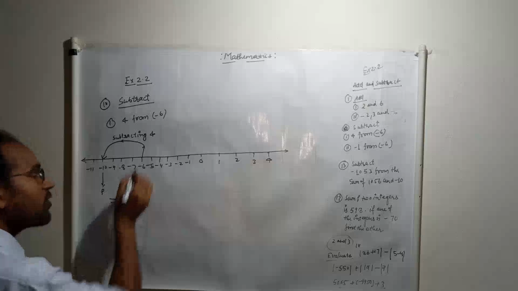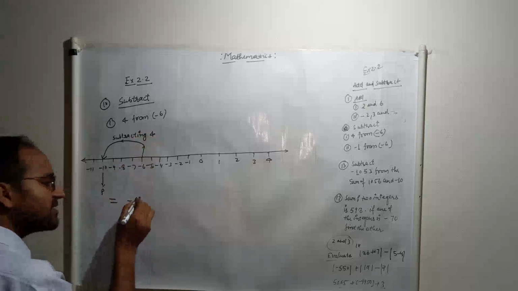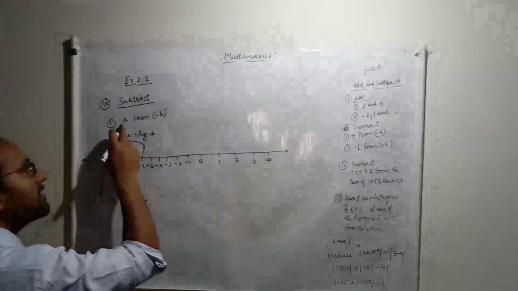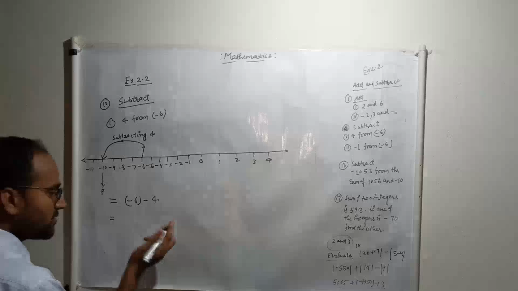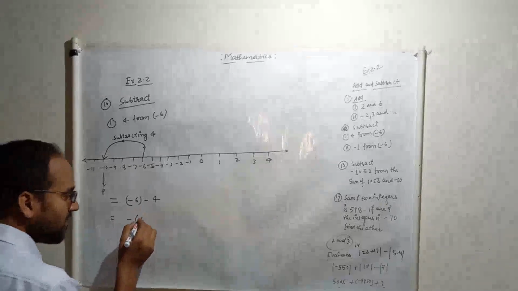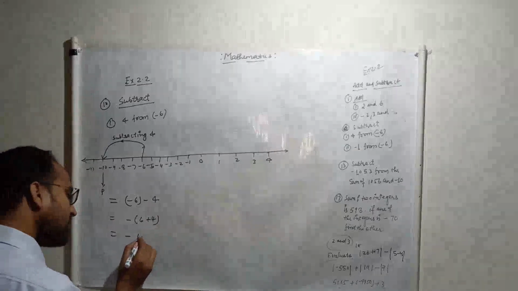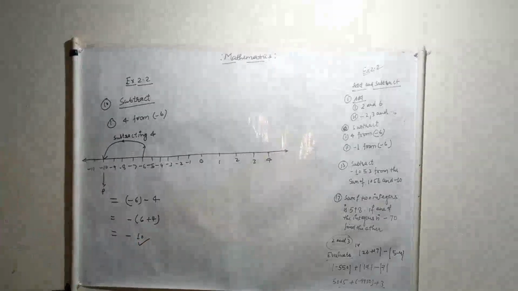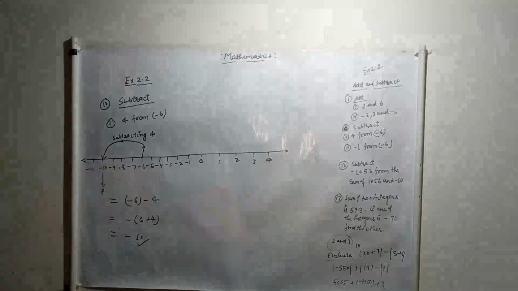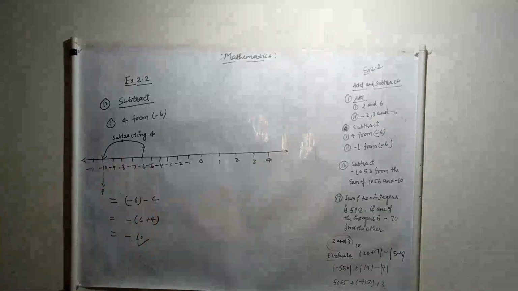I will show you with this solution. 4 from minus 6. First I am writing minus 6 in bracket, then minus, and then the positive integer. So both are negatives. First we add them and put the negative sign outside of this addition. Minus 10. Our answer is minus 10. With the help of a number line, we also get this minus 10, and if we evaluate it, we get the same answer.